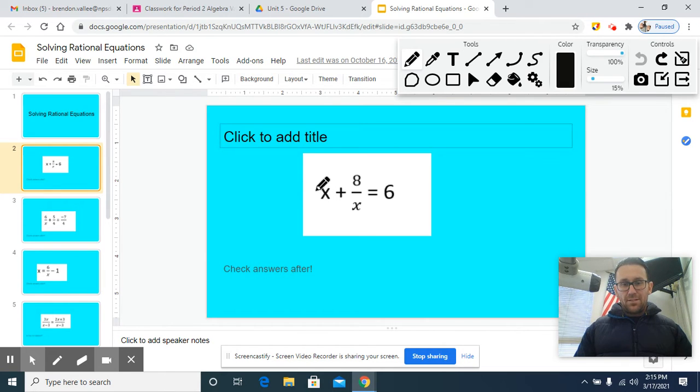So I'm gonna multiply this by x, this by x, and this by x. So that gives me x squared plus, now those x's cancel out, so that's plus 8 equals 6x. And now if I want to solve for x, because this is quadratic, I'm going to get that 6x to the other side.